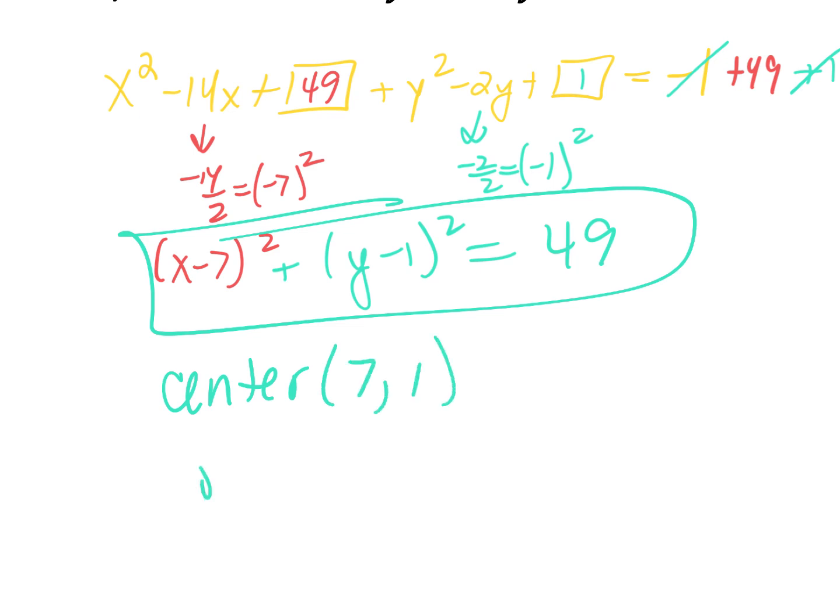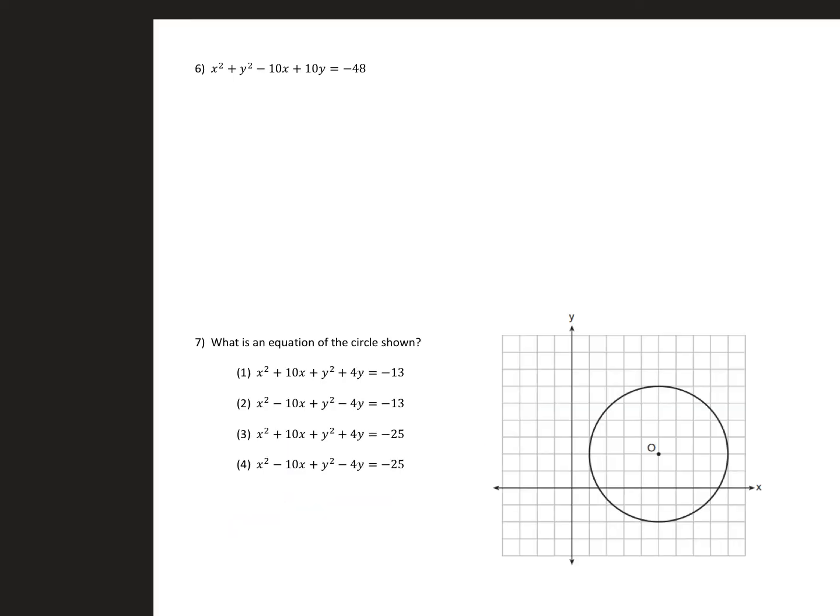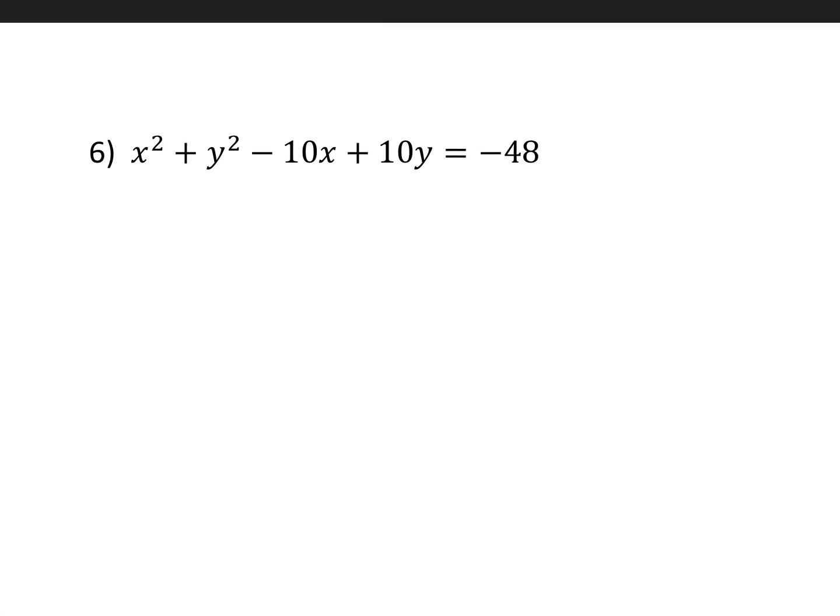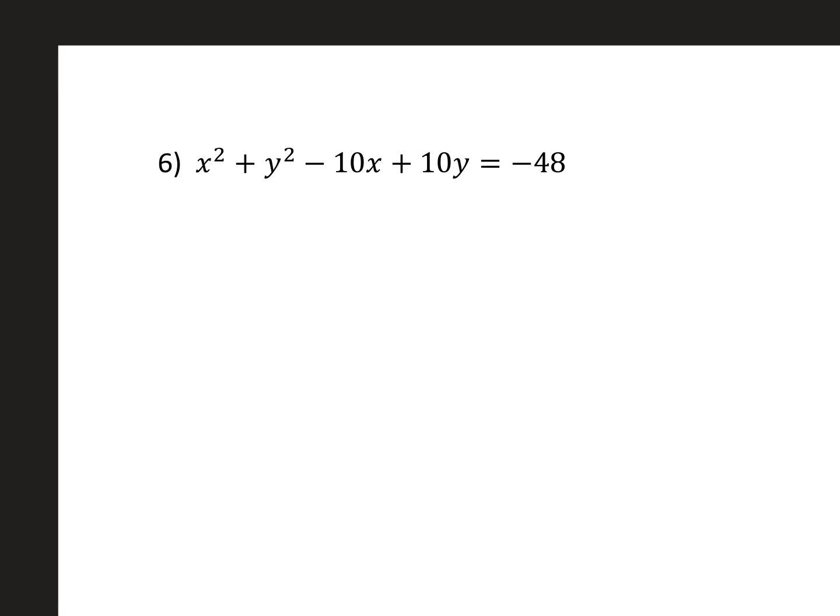+7, +1. And what's my radius? 7. Awesome. Good job. All right, 2 more. What do I do? Get your x's together. Good. So I have x squared minus 10x plus the box plus y squared plus 10y plus the box.